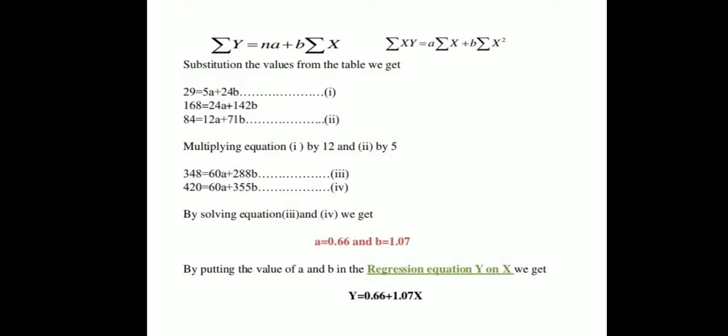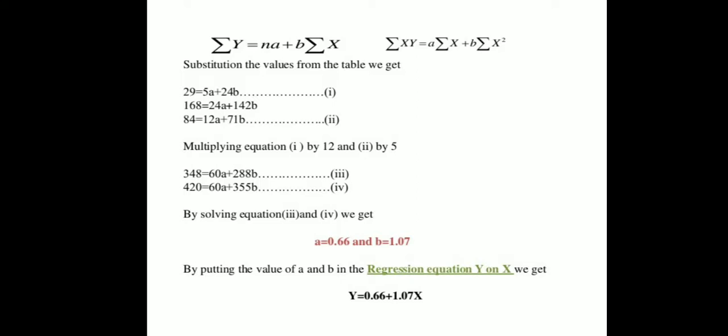Now substitute the values from the above table. Sum of y equals 29, which equals 5a plus 24b. Here n is 5 since there are 5 values, so n into a is 5a, and b into sum of x is 24b. To determine the values of the regression coefficients a and b, we use these two normal equations, and we have substituted the values.